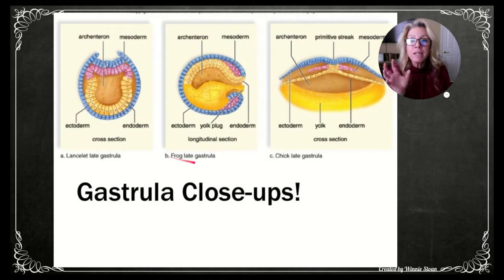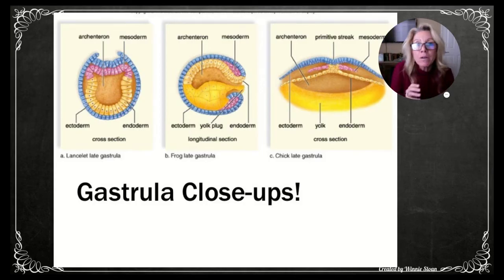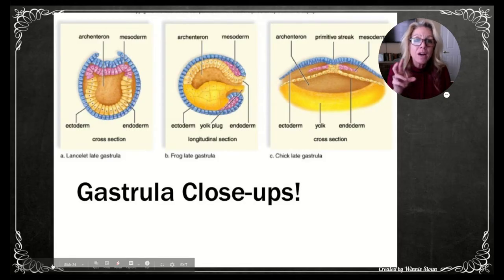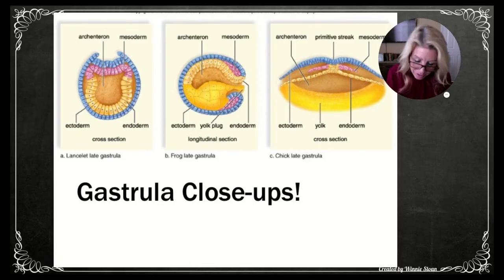And then intermediate here is a frog. And what happens is when they do invagination, the cells have to migrate around that yolk. See, they're working around that yolk right here when they fold in. Okay, so those are your gastrula close-ups. The way you do gastrulation will depend on the amount of yolk that you have. So now let's start talking about those layers.